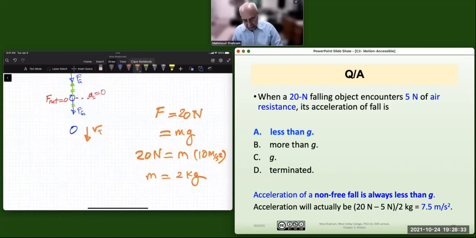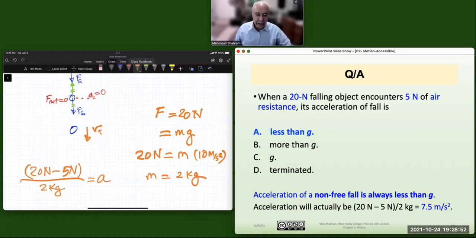Now the net force is 20 Newton minus 5 Newton. So that is your F divided by 2 kilograms. And that should give you the acceleration of this object falling. And that comes out to be 7.5 meters per second squared.